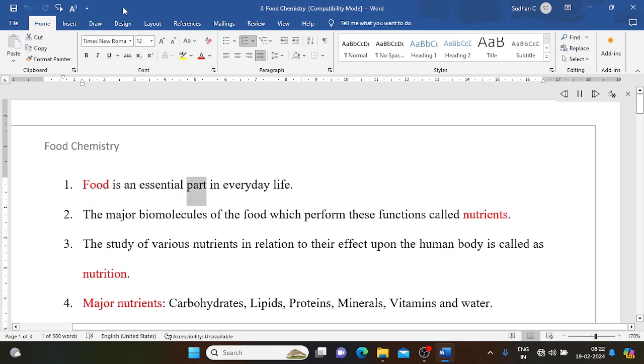Food is an essential part of everyday life. The major biomolecules of the food which perform these functions are called nutrients. The study of various nutrients in relation to their effect upon the human body is called nutrition. Major nutrients: carbohydrates, lipids, proteins, minerals, vitamins, and water.